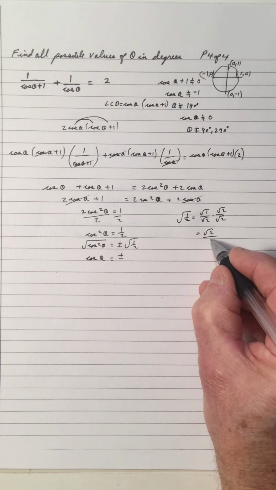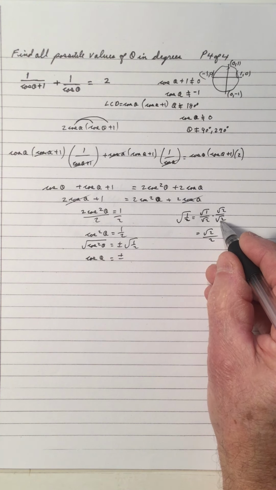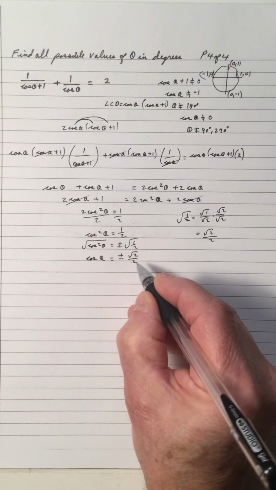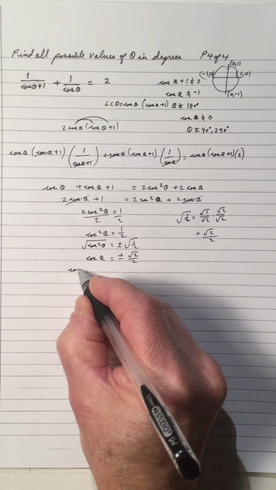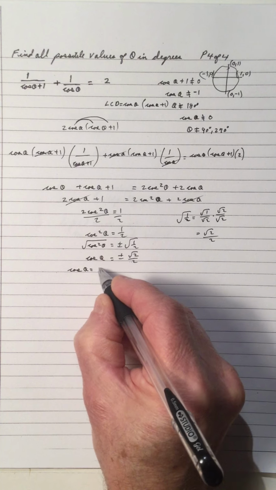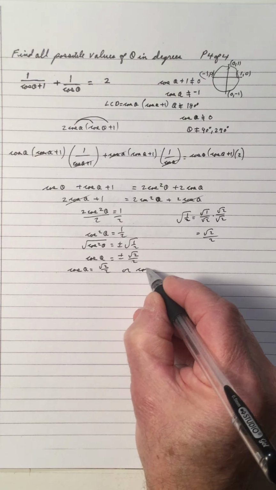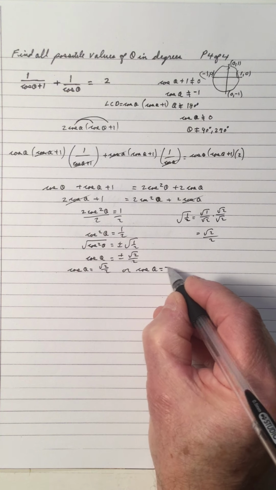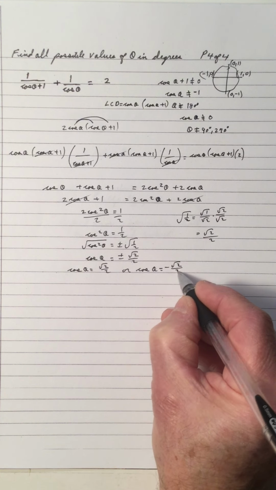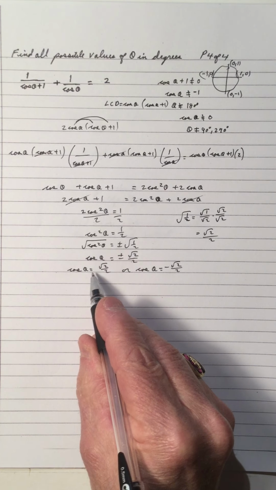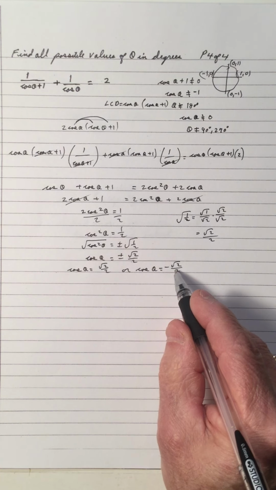Root 2 times root 2 is root 4, which is 2. So that becomes root 2 over 2. So what we have is cos theta is equal to root 2 over 2, or cos theta is equal to negative root 2 over 2. So, as a result, cos is positive and cos is negative.